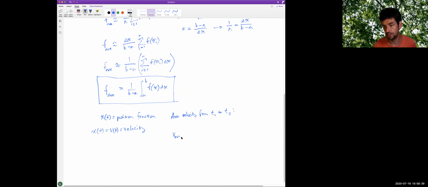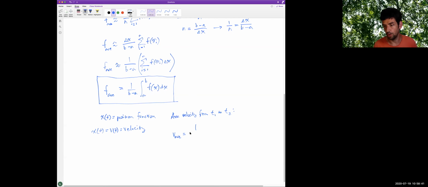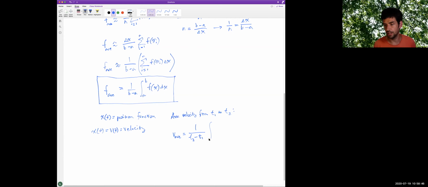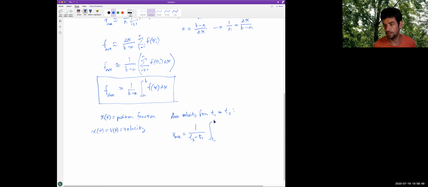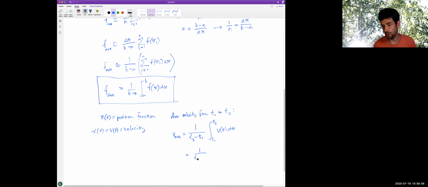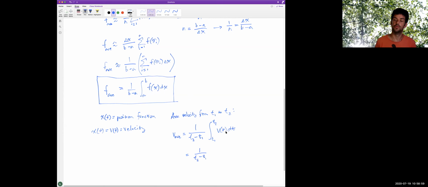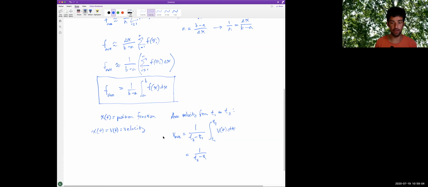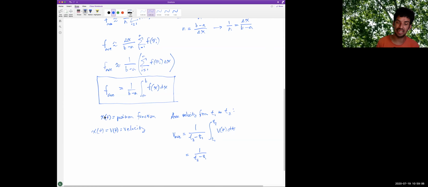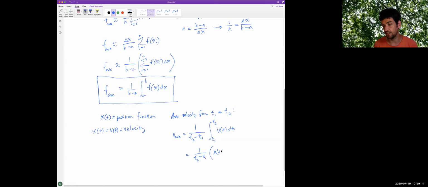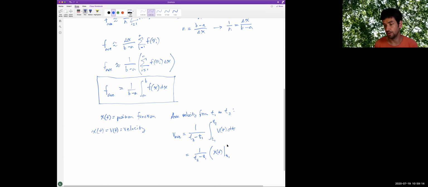V average is 1 over t2 minus t1, the integral t1 to t2 of v of t dt. However, we know an antiderivative of v of t. It's x of t, right? That was the whole place that v of t came from. It's the derivative of x of t. That means that this integral is x of t evaluated from t1 to t2.